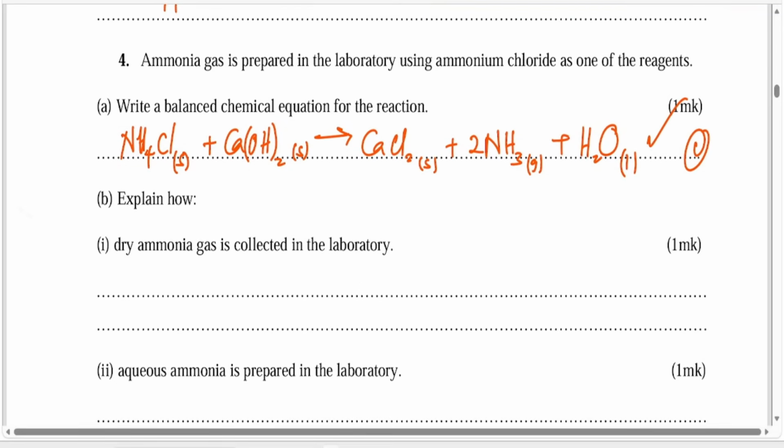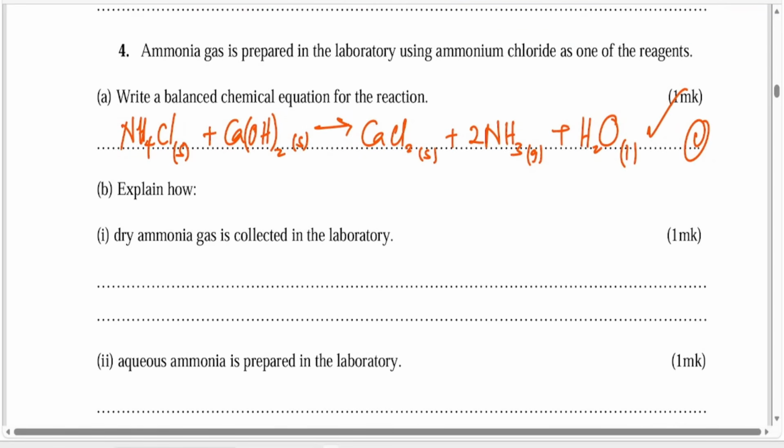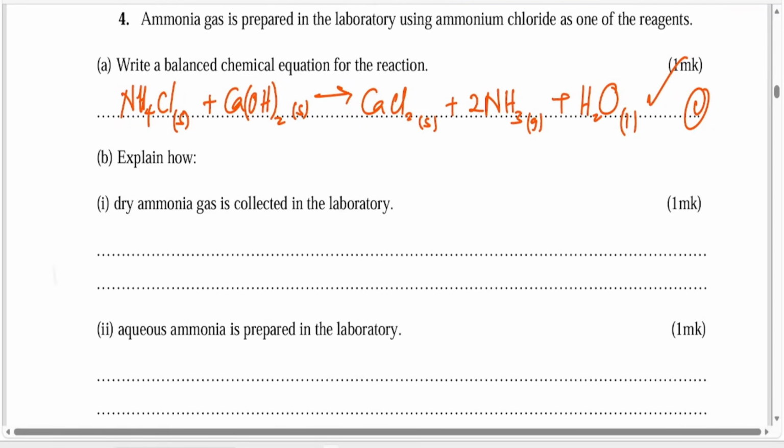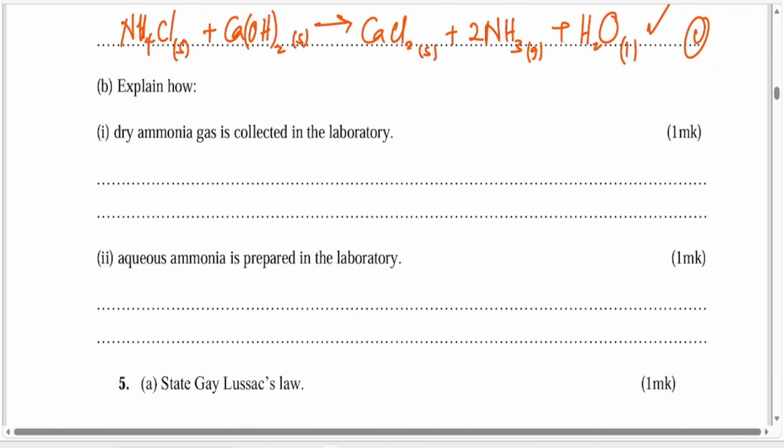Part B of the question: explain how dry ammonia gas is collected in the laboratory. Once you prepare this gas, how do you collect it when dry? What we do is collect the gas using an upward delivery method after passing it through calcium oxide, which is the drying agent that is commonly used. So how do I collect a dry sample of this gas? We say by use of upward delivery.